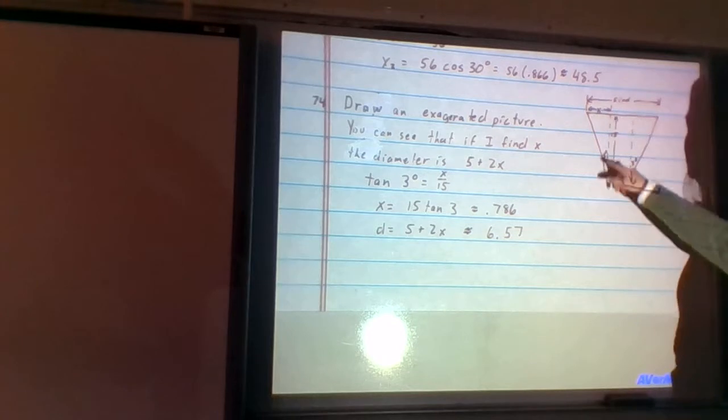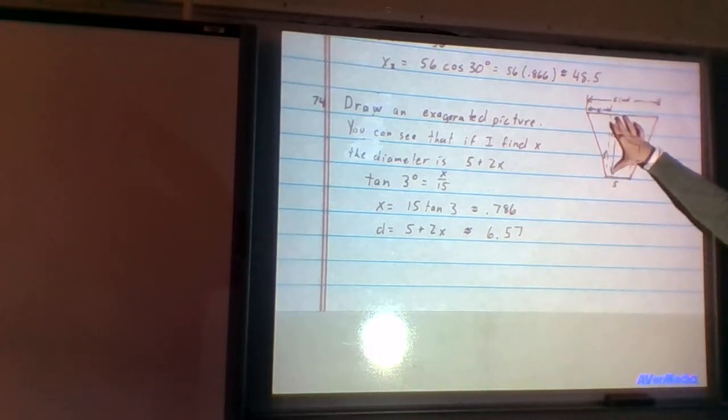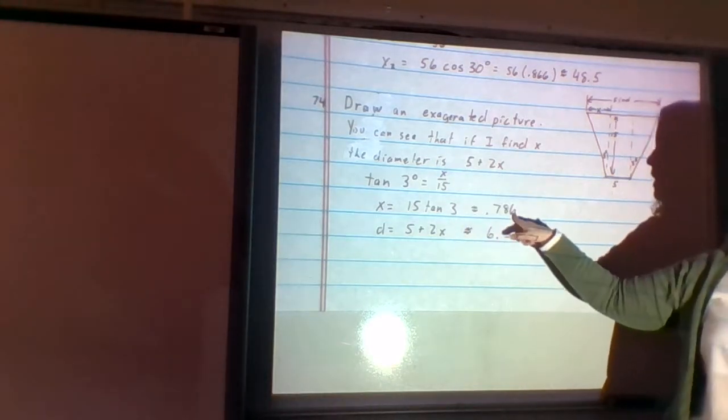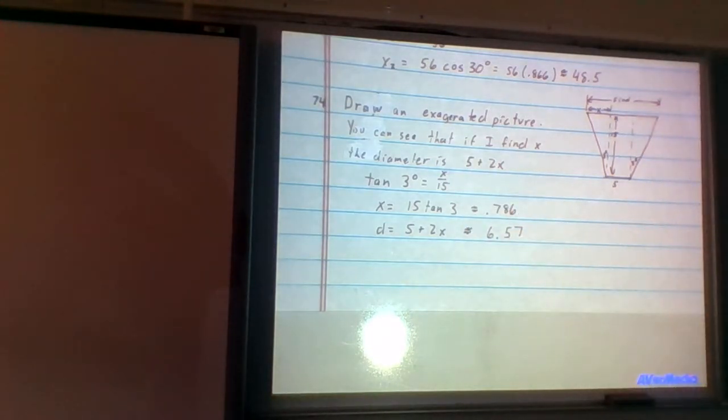Okay, so what I need to do is find x. I know that's 15, that's 3 degrees, so I'm going to use tangent to find that, and I get x is 0.786. Got it up to there. I just didn't realize there were two. You had to do X twice. Yeah, okay, that's very good. You got it that far, that's good.